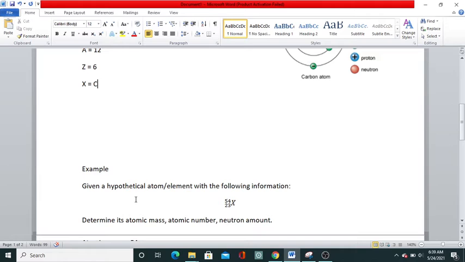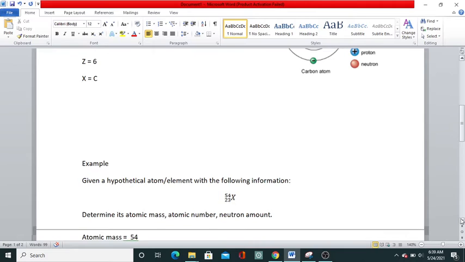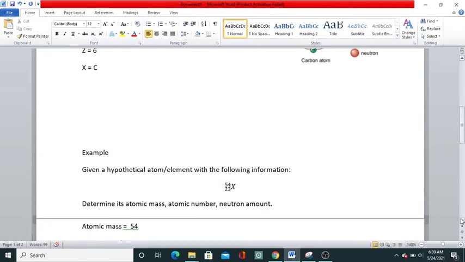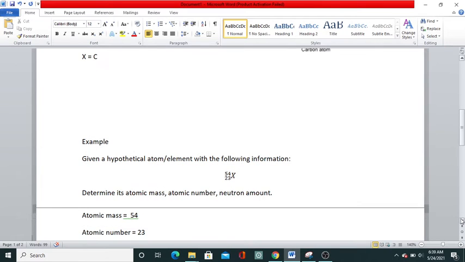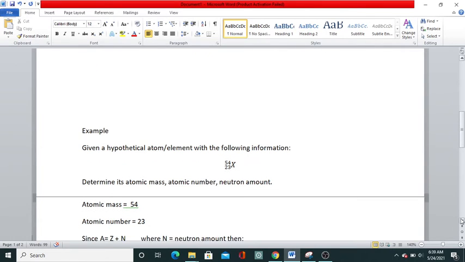Given an element or atom with the following information: 54 as atomic mass, 23 as an atomic number, and element X. We don't care what element it is, just a make-believe element. Okay, determine the atomic mass, atomic number, and neutron amount. So we list the information which we have been given. We have that the atomic mass is 54, the atomic number 23.